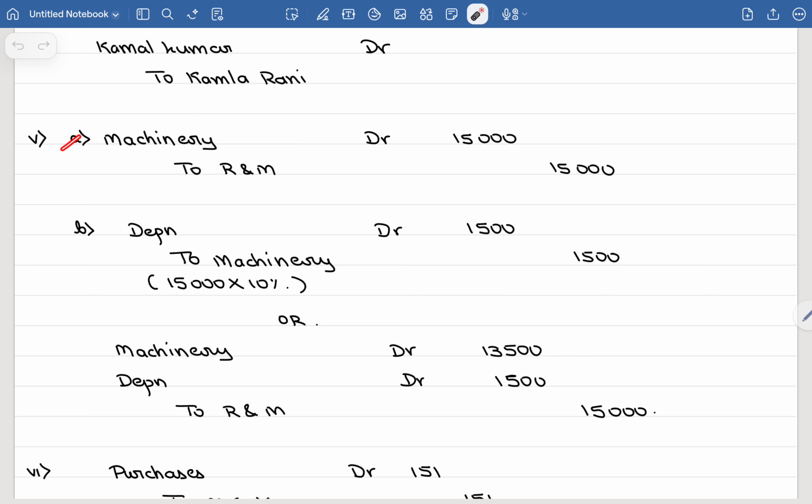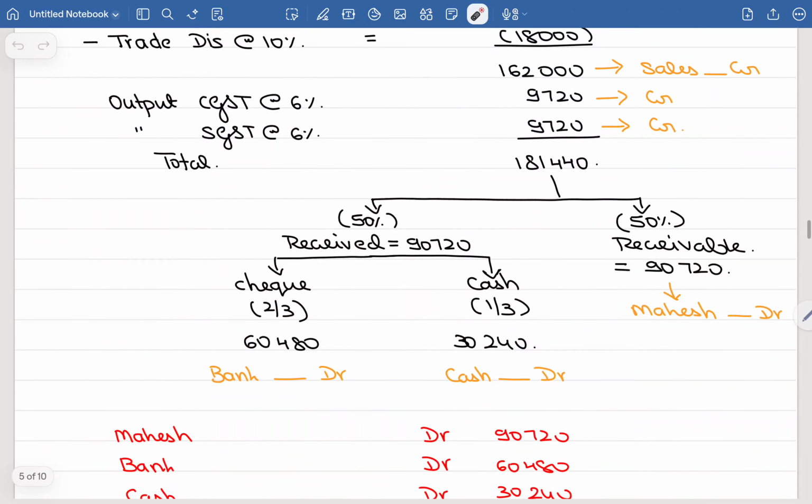In the examination, either you can pass two separate journal entries or you can pass one combined journal entry as per your convenience. For your understanding, I have written both. From the examination point of view, either you can write the separate entries or you can pass the one combined journal entry. That will also be correct. So point number 5 is over.